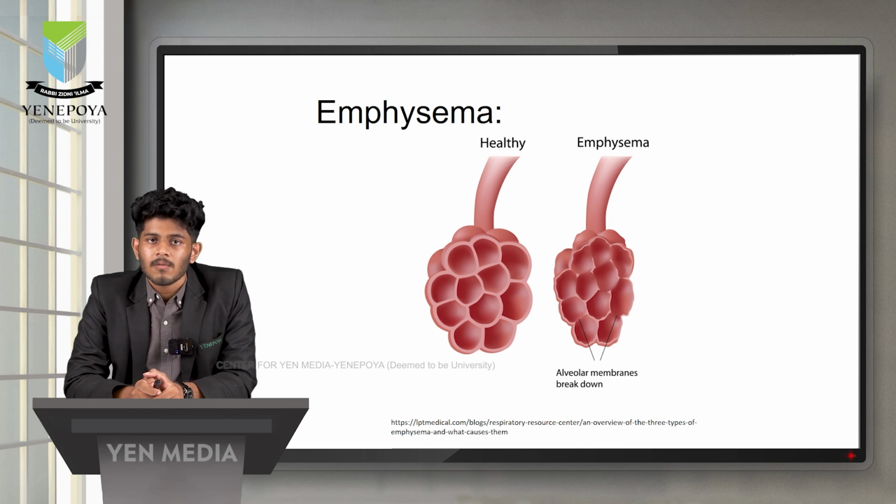This is how an infected or collapsed alveoli and a healthy alveoli would look. You can see the walls in a collapsed alveoli got destroyed by the factors which we discussed in the earlier slide.